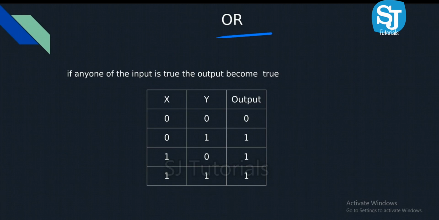The next gate is the OR gate. The peculiarity of the OR gate is that if any one of the inputs is true, the output becomes true. Here Y is true, so the output is true. Here X is true, so the output is true. Here X and Y are true, so the output is true. In only one case the output is false, because X and Y are both false. Otherwise, the output will become true. So it is called an OR gate: any one input true, the output becomes true.